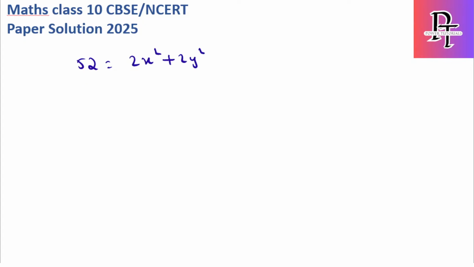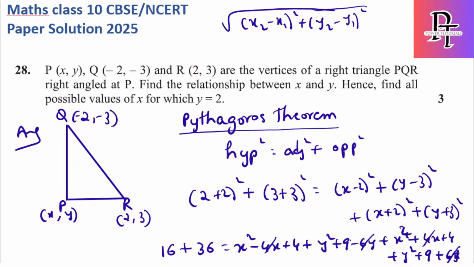Now I'll write the numbers. Here we have 4 plus 9 plus 4 plus 9. So 4 plus 9 is 13, 13 twos are 26.